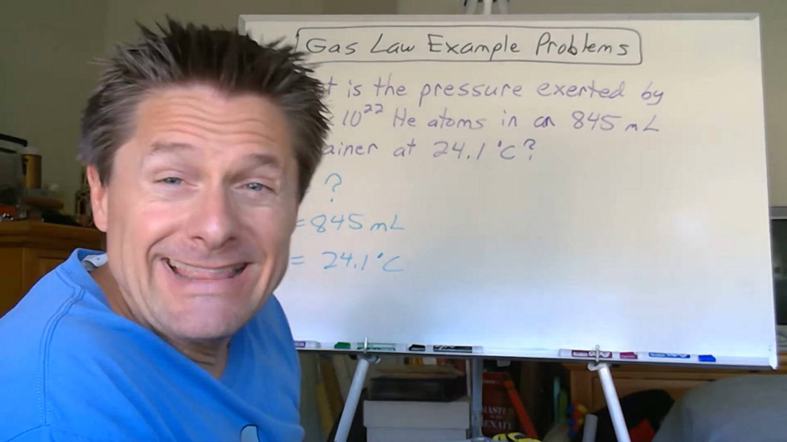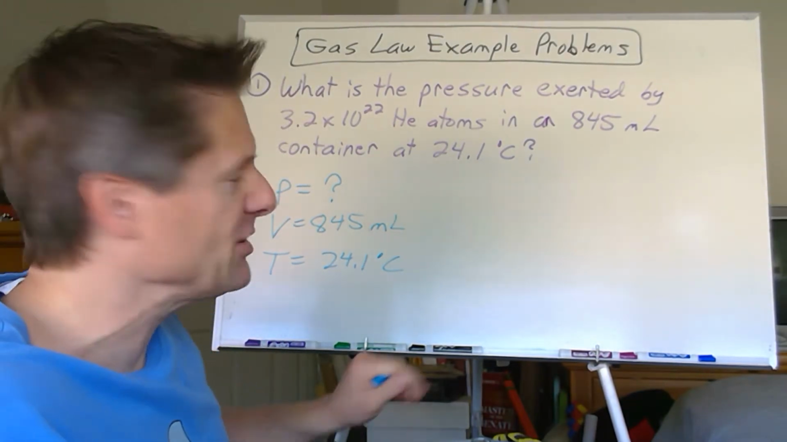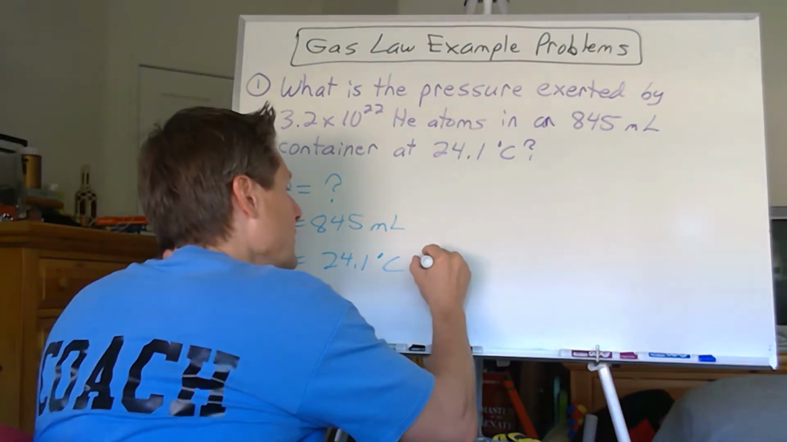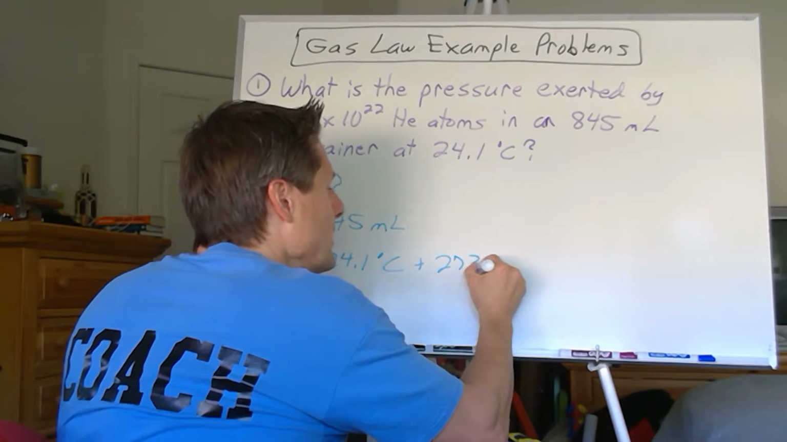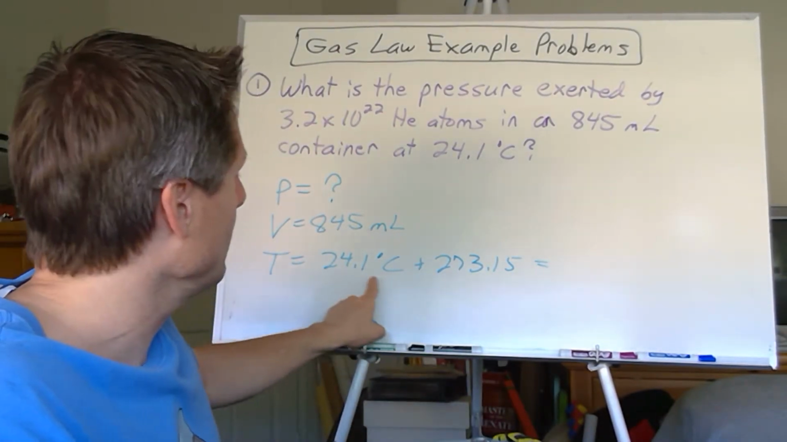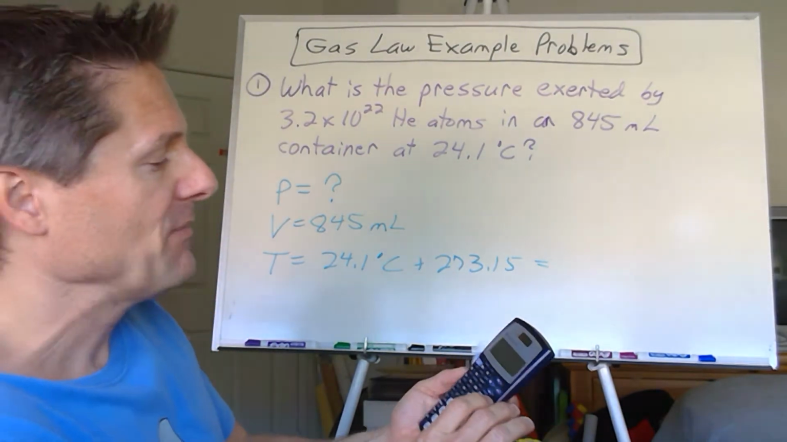Now, would you agree I need that temperature in degrees Celsius converted to Kelvin? Let's convert that to Kelvin because R, the gas constant, is in Kelvin. So let's add 273.15 to that. This is exact, so you're limited to the 1 decimal place. So get out your trusty dusty calculator.